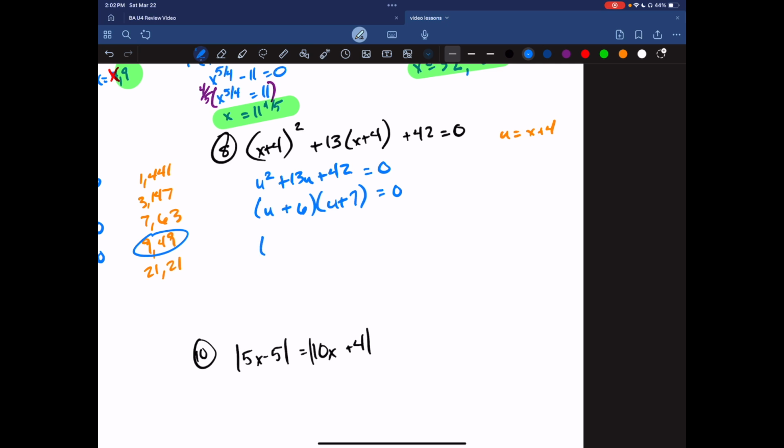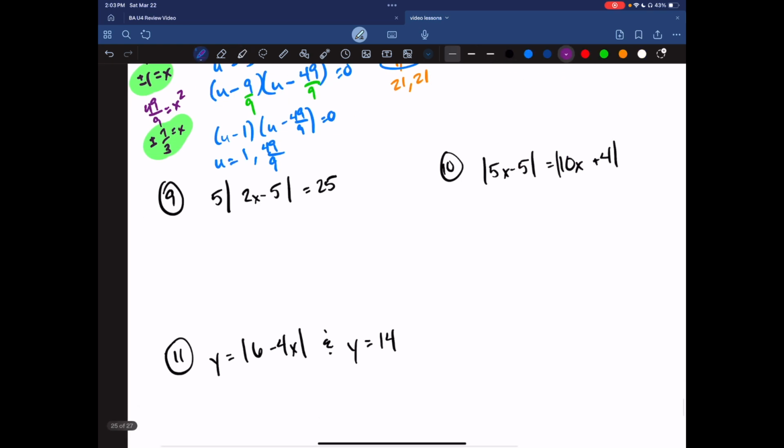Okay, so let's factor this. You set each one of these equal to 0. We're going to get U equals -6 and -7. All right, so I need to plug those in. So it's going to be -6 equals X plus 4, so X is -10. And you get -7 equals X plus 4, so X is -11. Okay, so there's one answer, there's two answers.